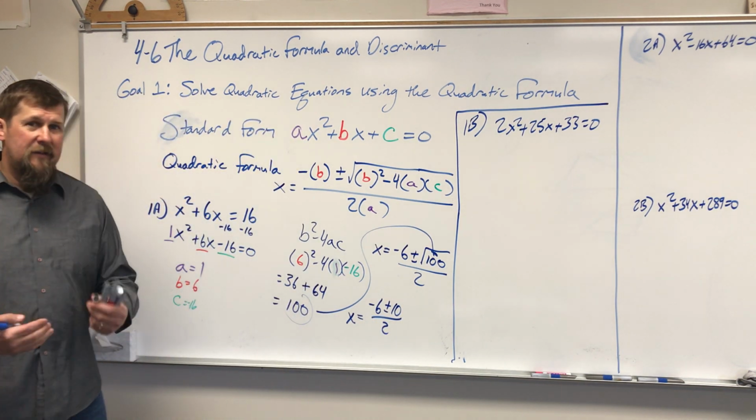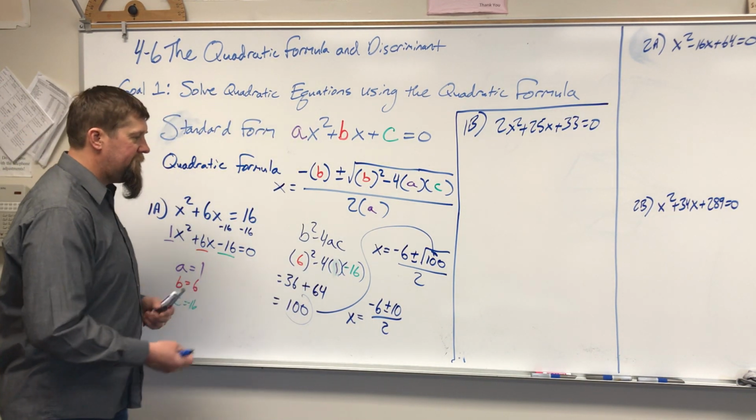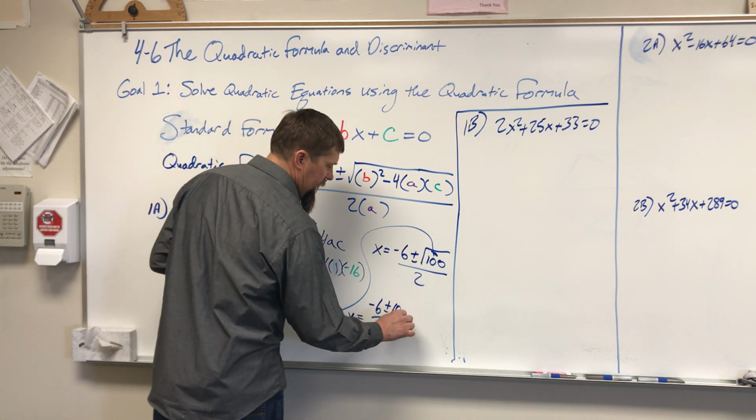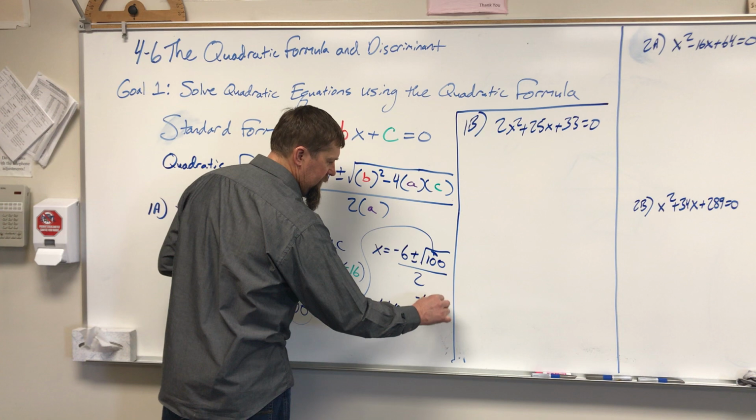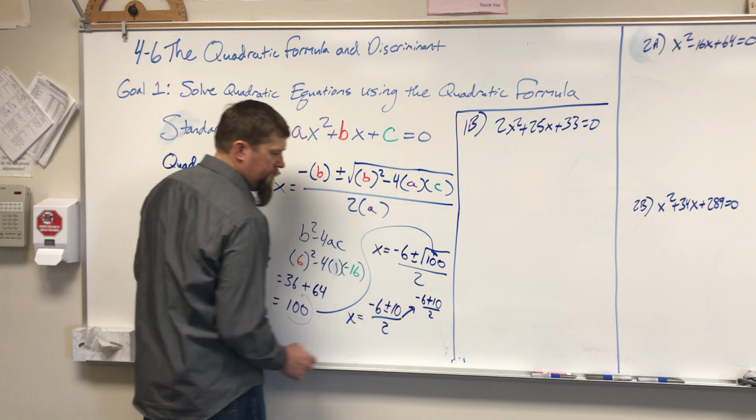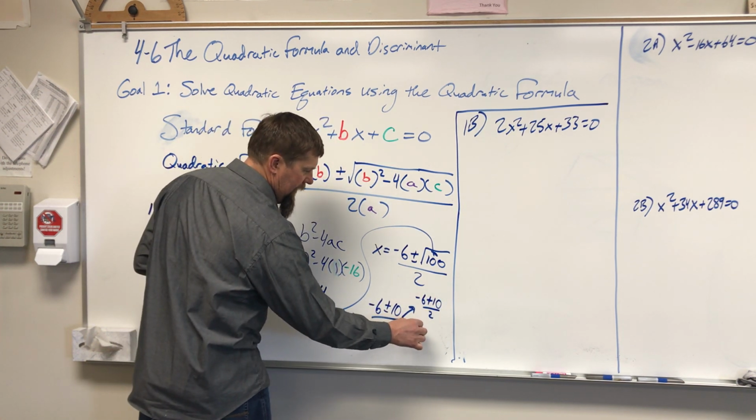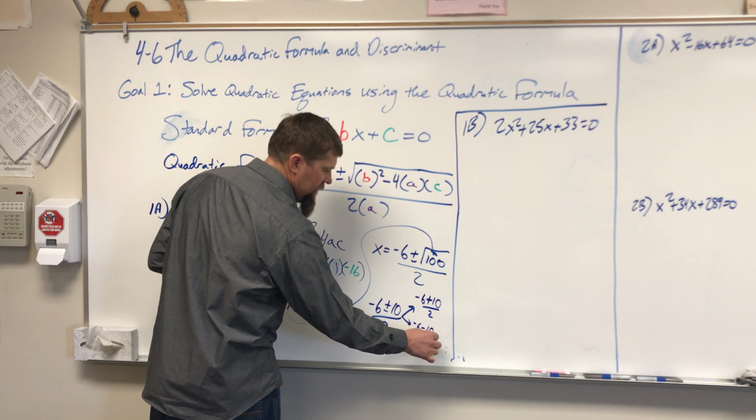Now, we need to finish this because it can be finished. We're going to go ahead and rewrite this twice. Negative 6 plus 10 over 2. Negative 6 minus 10 over 2.